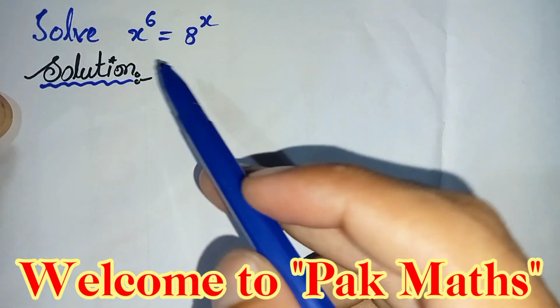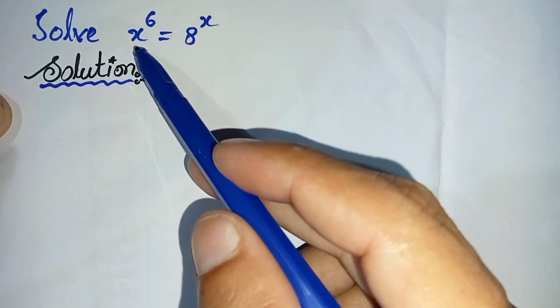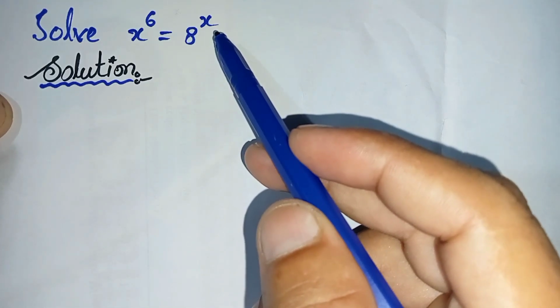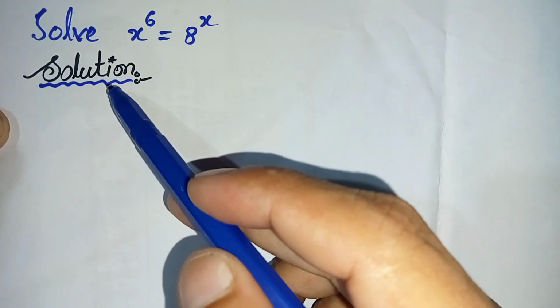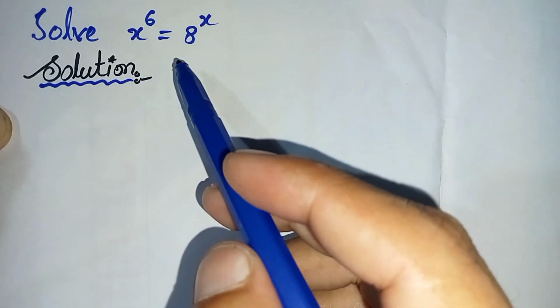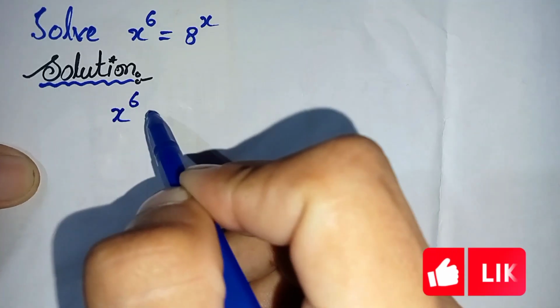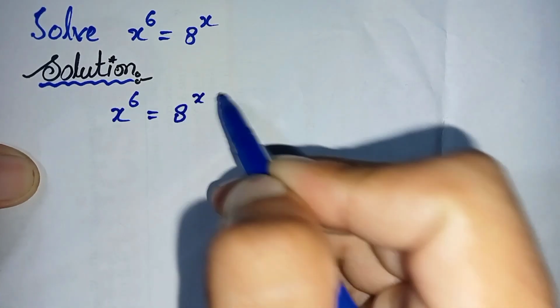In this video, I am going to solve this math exponential problem. That is x raised to power 6 is equal to 8 raised to power x. So to solve this question properly, first of all we will write solution and we will copy this question in the solution again. So the question is x raised to power 6 is equal to 8 raised to power x.